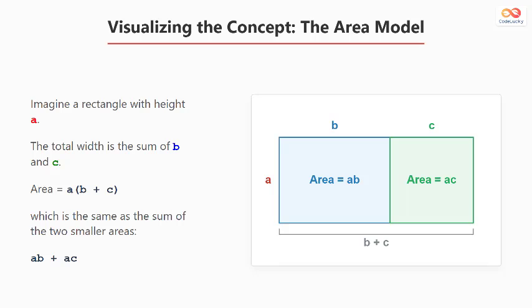Let's visualize this using an area model. Imagine a large rectangle with a height of A. The total width is split into two parts, B and C. To find the total area, you can multiply the height A by the total width, B plus C, or you can find the area of the two smaller rectangles separately, A times B and A times C, and add them together. Both methods give you the exact same result.